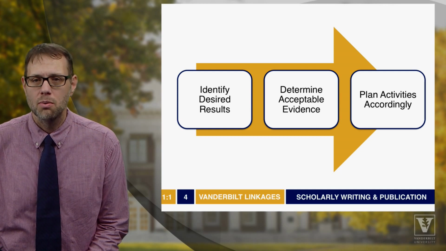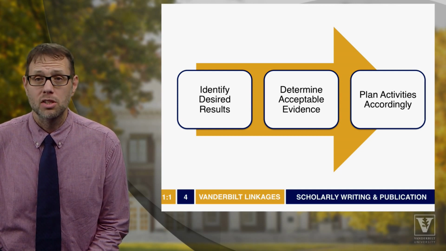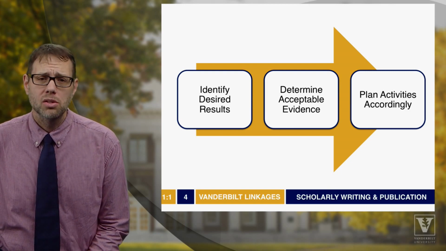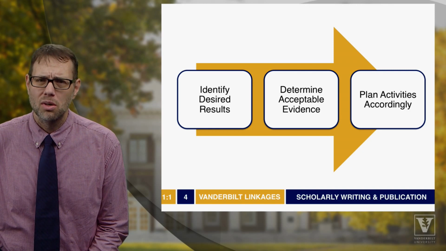What are your goals? Where do you want to go with this? Do you want 6 publications in 2 years? Do you want 10? Do you want 1? What's your goal? Where do you want to go with this?